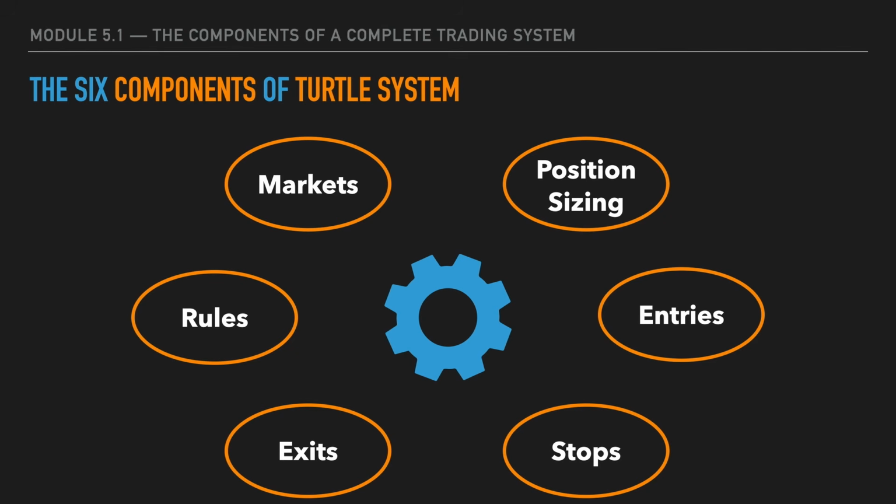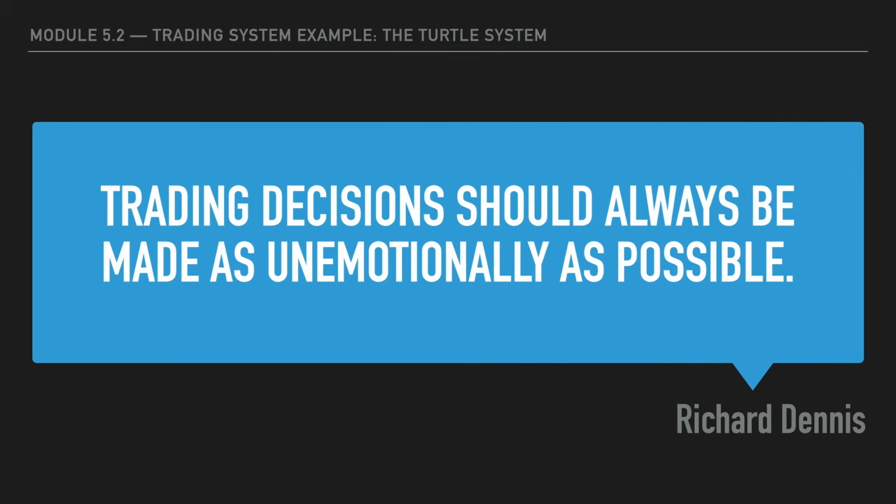This was exactly the system that Richard Dennis provided to the turtle traders and made them millions of dollars each. On the very first day of the turtle training program, Richard Dennis told all of them, trading decisions should always be made as unemotionally as possible. That's why making your trading decisions and activities as systematic as possible is the most essential job that every trader should invest the most effort on.